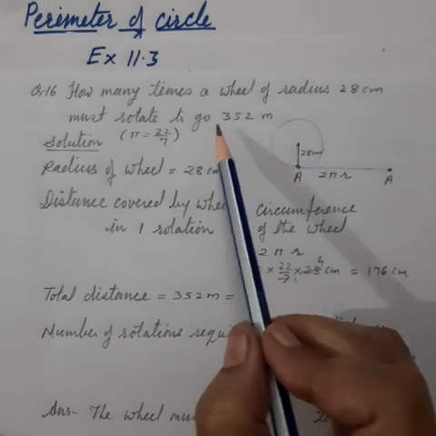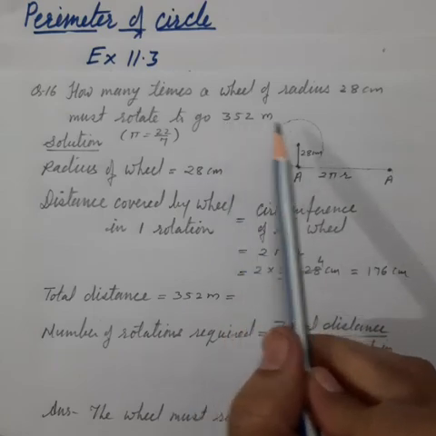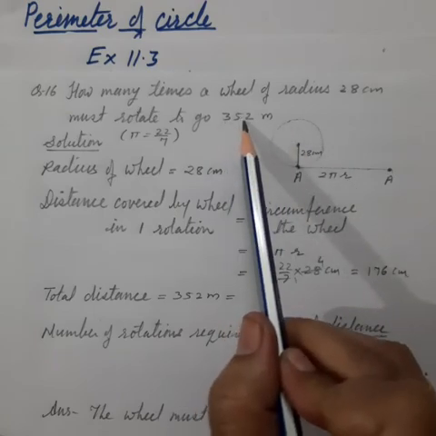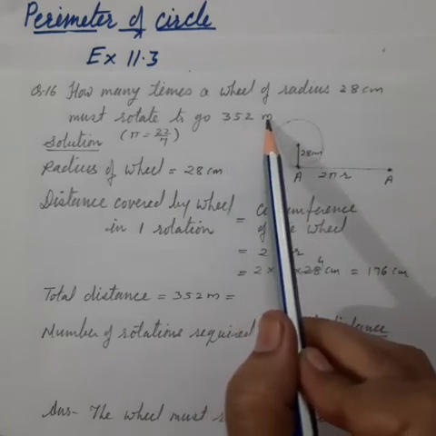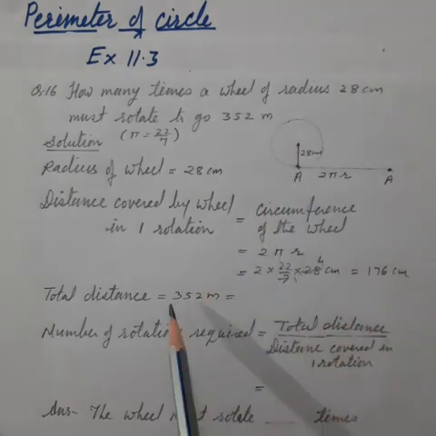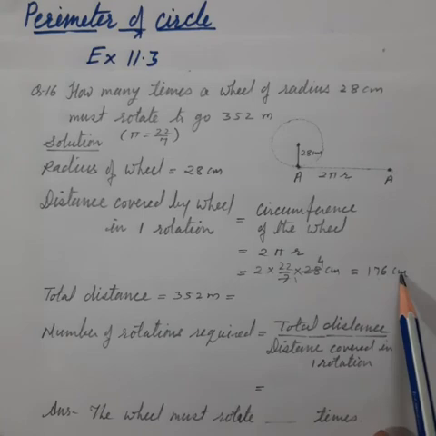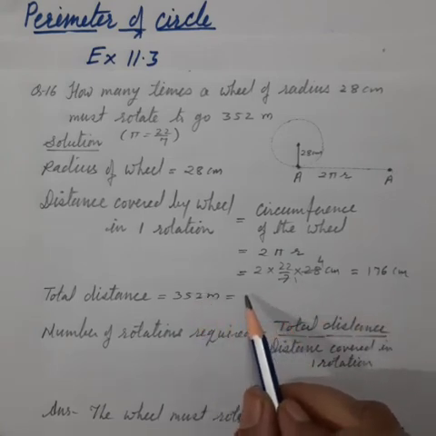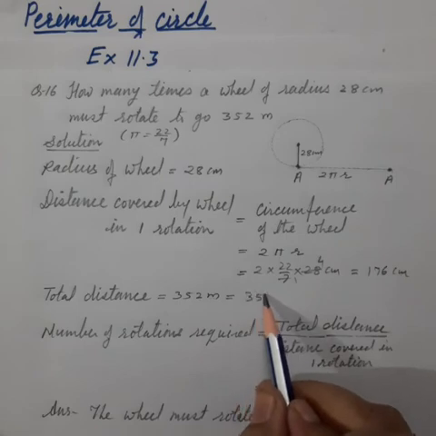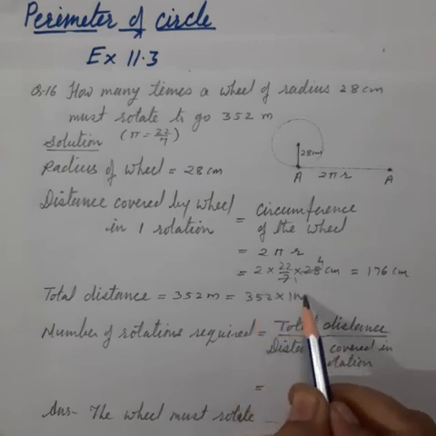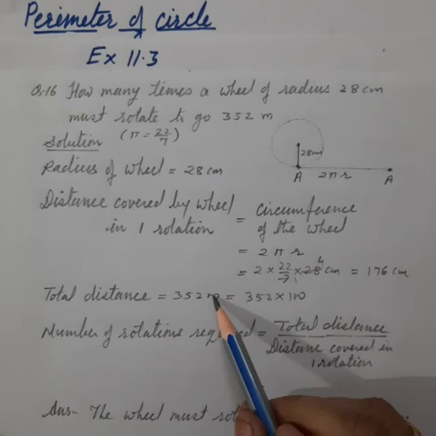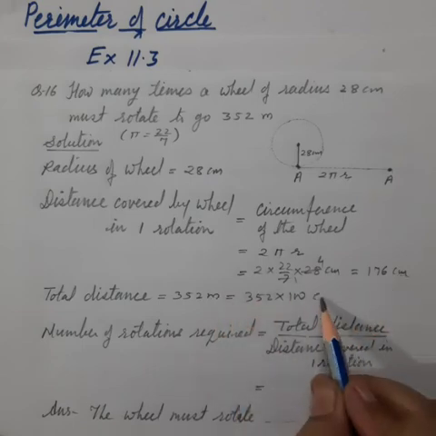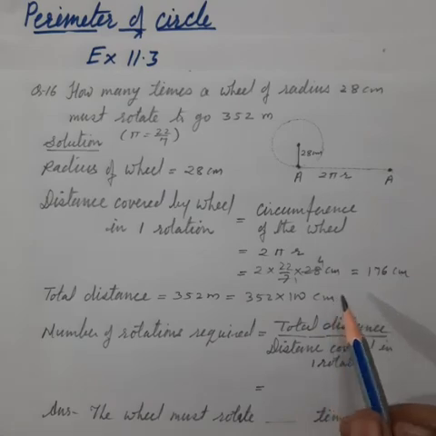The question is in how many rotations it will cover 352 meter distance. The total distance is given 352 meters, but this distance is in centimeter. So this distance also we have to convert into centimeters. So 352 into 100 because 1 meter means 100 centimeters. So here we will get it in centimeter.